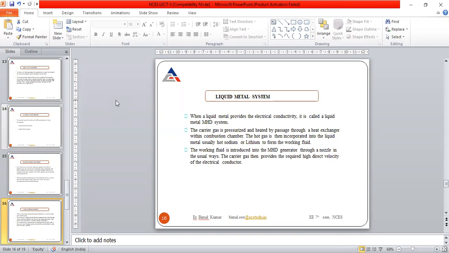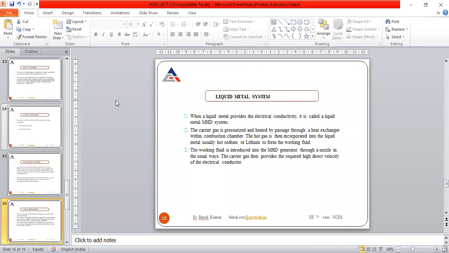The carrier gas is pressurized and heated by passage through a heat exchanger within the combustion chamber. The hot gas is then incorporated into the liquid metal, usually hot sodium or lithium, to form the working liquid. The working liquid is introduced.